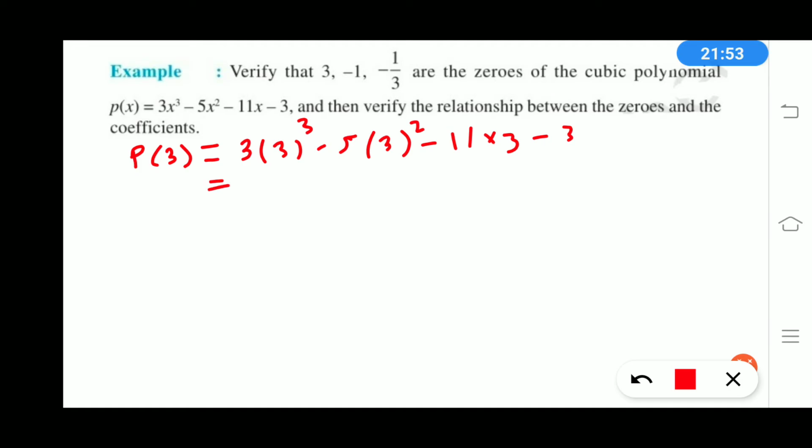So this is 81, minus 45, minus 33, minus 3. So minus 45 minus 33 means minus 78. Minus 78 minus 3 means minus 81, and plus 81, so equal to 0. Clear. Next, p of minus 1.